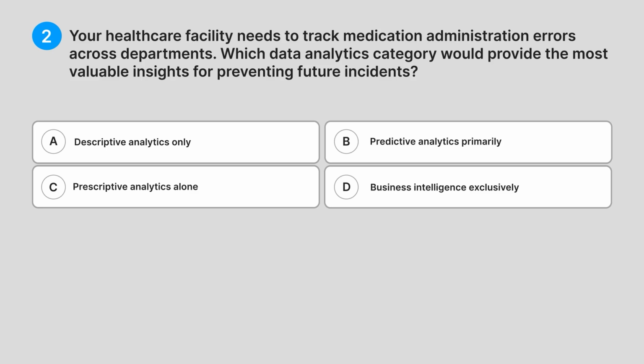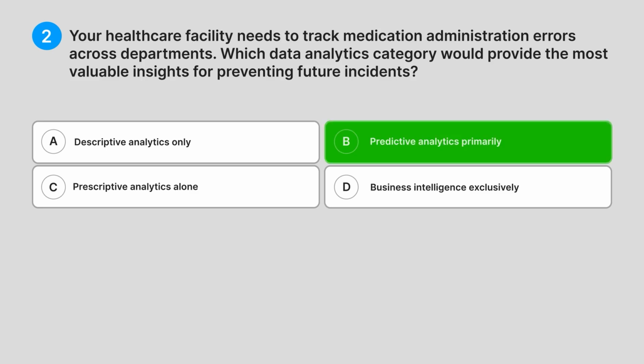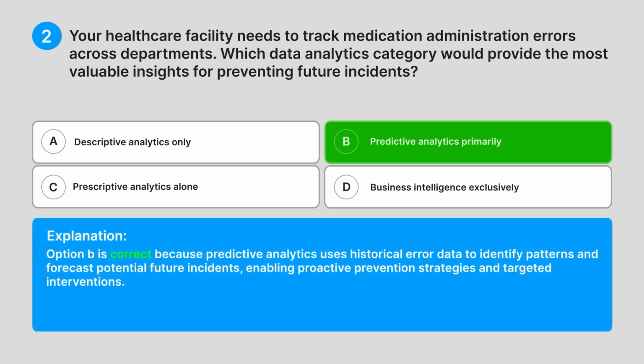Correct answer, B. Predictive analytics primarily. Explanation. Option B is correct because predictive analytics uses historical error data to identify patterns and forecast potential future incidents, enabling proactive prevention strategies and targeted interventions.